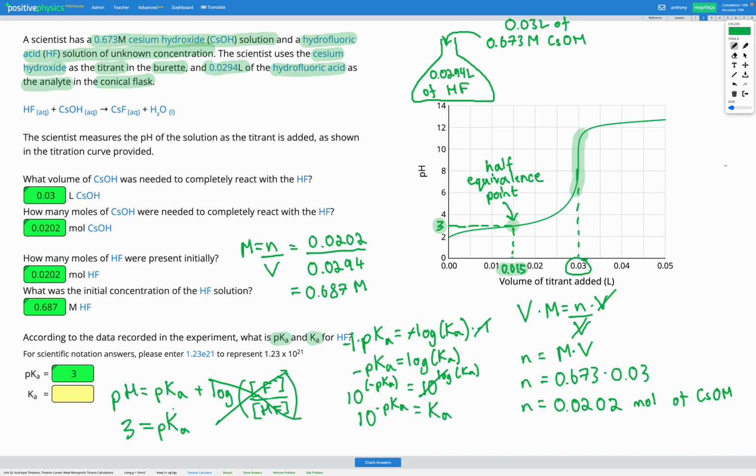So we can go ahead and put in our numbers there. Ka is equal to 10 to the power of negative pKa, where pKa is 3. So that ends up getting us a Ka of 0.001. So we can go ahead and fill that in over here.